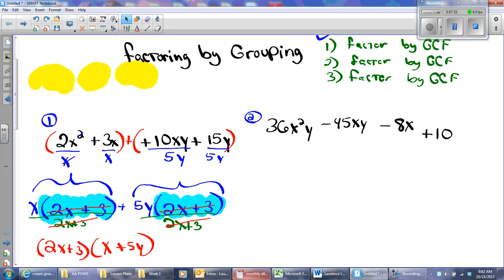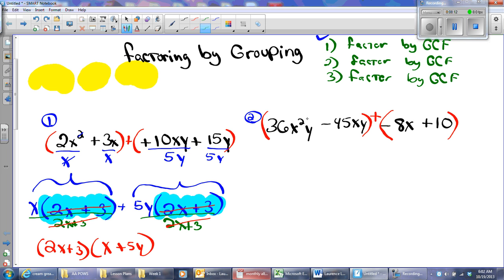Okay, so here's what we're going to do. I'm going to group these two together, 36x squared y and the negative 45xy. I'm going to group the negative 8x plus 10, and remember, grab the sign, but then between the quantities, I will stick a plus sign. I have to stick that plus sign in there. If you don't grab the sign, you're going to make mistakes, okay? If you don't grab the sign and the sign is subtraction, like on the 8, you're going to accidentally turn the problem into a distribution situation, which it is not, and that will thereby change your answer.